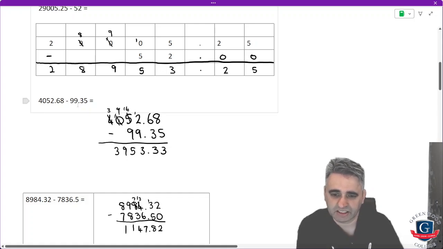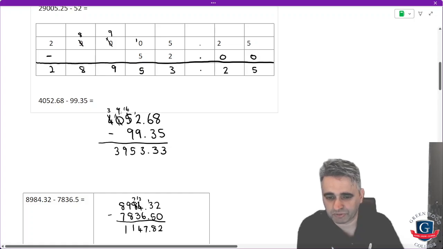Here's a second example. 4052.68 take 99.35. They've got the same number of decimals, so we don't have to put any zeros in. We can start subtracting straight away. 8 from 5 is 3, 6 from 3, 5 from 8 is 3, 3 from 6 is 3, 9 from 2 we can't, that would make a negative number. Borrow from the 5, make that a 4. Put the 1 up there. 9 from 12 is 3.